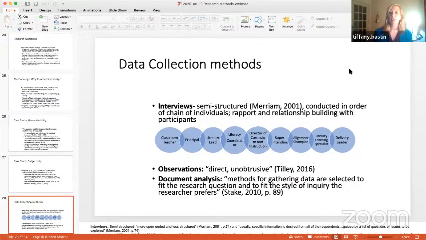So that gets back to the triangulation of data. So I looked at multiple ways to see how this literacy initiative was doing and how people were responding to the change that it required.